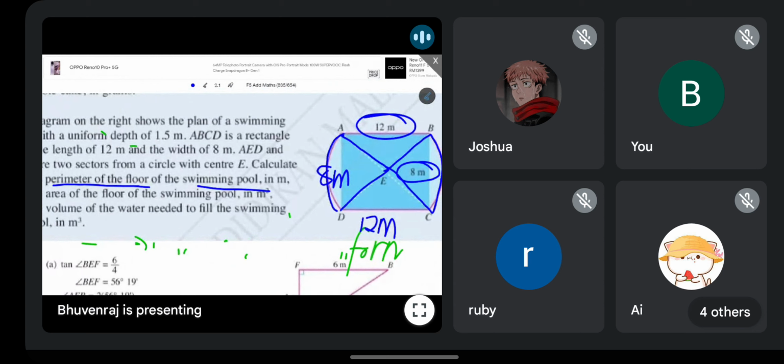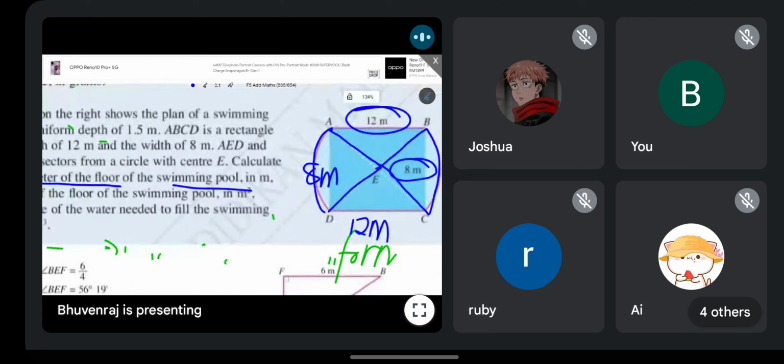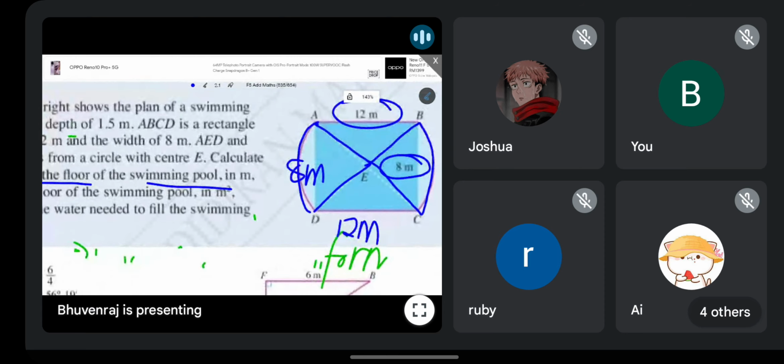Can you all tell me? Macam mana kira dia punya perimeter? The floor is basically this one lah. Yang ni. Seluruh yang ni. Okay, tambah dengan panjang lengkok dia. Yang ni. Okay, the length of arc. So guys, how to get? How do I find the length of arc AD? Macam mana saya boleh cari?